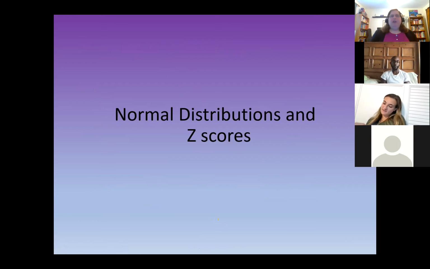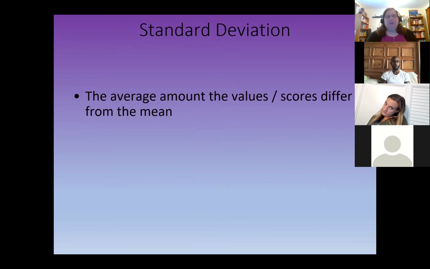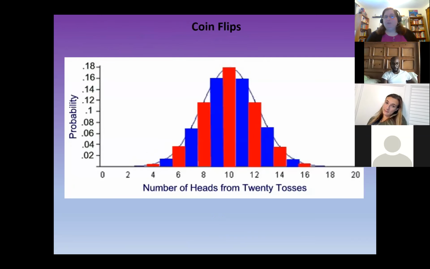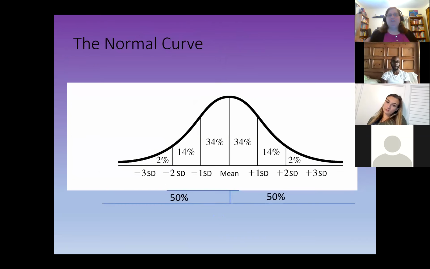Okay, so now we're going to hopefully dive a little bit deeper, talk a little bit more about normal distributions and z-scores, and then get into some theoretical concepts. Remember, standard deviation is the average amount the values of scores differ from the mean. Here's our normal curve. Here's our coin flips that we talked about last time. I'm showing you 3 different things for a reason, because now we're going to put normal distribution and standard deviation together.